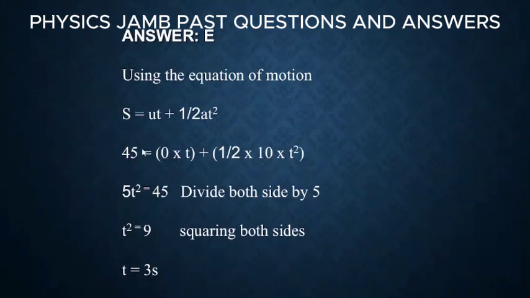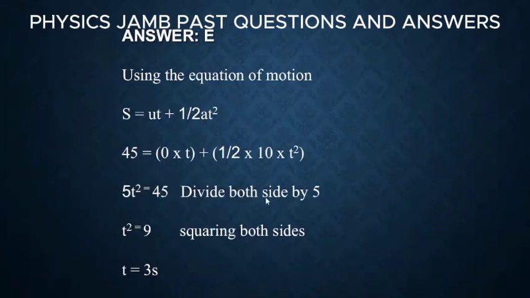So from there, we are going to have what? That 45 is equal to 0 times t, which is 0. That means we don't have anything here. Plus 1 all over 2 times 10. That means half of 10 is 5. So we are going to have 5t squared. So after having 5t squared, that means 5t squared is equal to this 45.